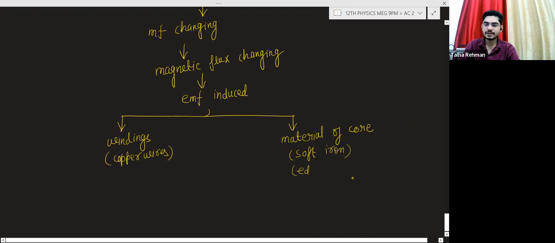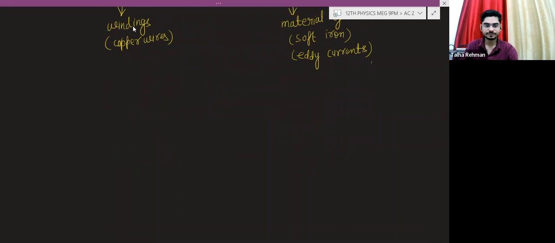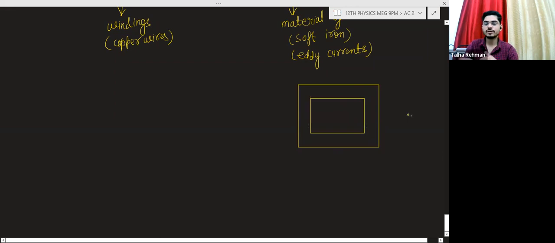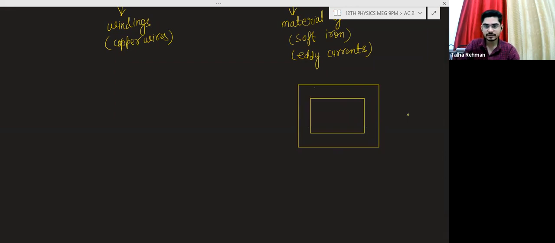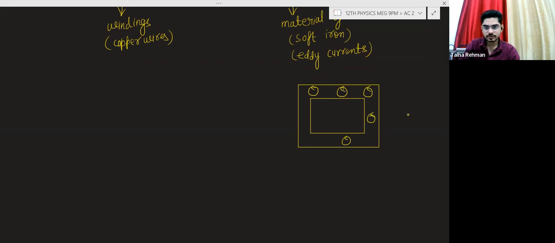Due to EMF there will be current. There will be eddy currents. So basically eddy currents are like this. Suppose this is the core of the winding. This is the soft iron core, and eddy currents are like this in circular form. These are the eddy currents, I suffix D is the eddy current.